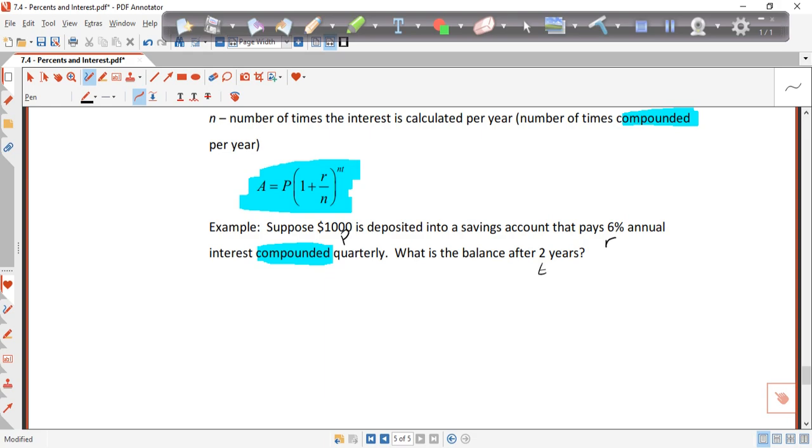Now, we also have an N in this formula, and that's the number of times it's compounded per year. So here it says quarterly, so N is going to be 4. If it said twice a year, then N would be 2. If it says monthly, N would be 12, and so on.